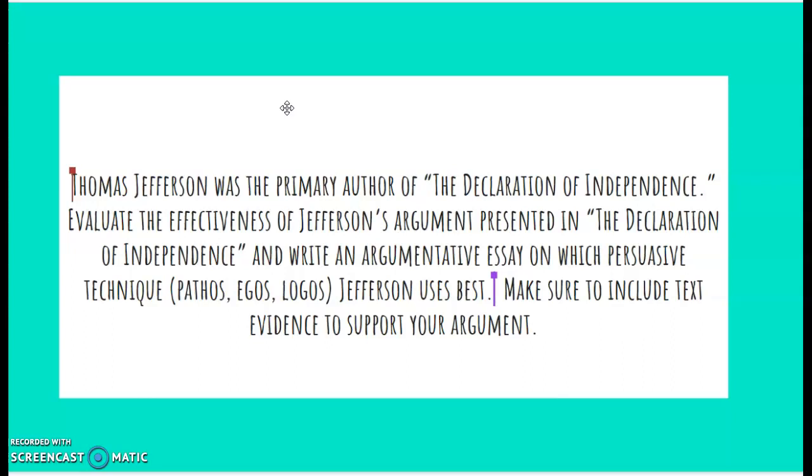We just talked about the Declaration of Independence, and we were talking about how it's an argumentative writing piece. So what your assignment is going to be is you are going to be writing an argumentative piece on which persuasive writing technique Jefferson used the best. So did he use pathos, ethos, or logos the best? So your essay is an argumentative essay on which one of those he used the best. And make sure that you include evidence from the Declaration to support your argument. Okay? So you're going to pick one of those three to decide which one he did the best.